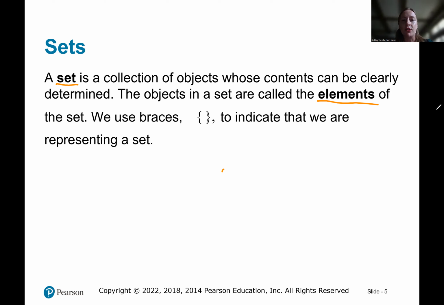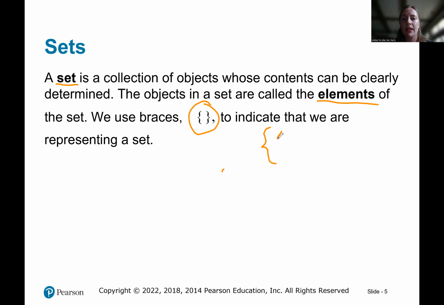So a set is just a collection of objects whose contents can be clearly determined. So it wouldn't be unknowns usually. It's usually a set of numbers. In a purely logic class, you might see things other than numbers, but in this class, we're just interested in numbers. The objects in a set are called the elements of the set, and we use braces, which I call squiggly brackets, to indicate that we are representing a set.